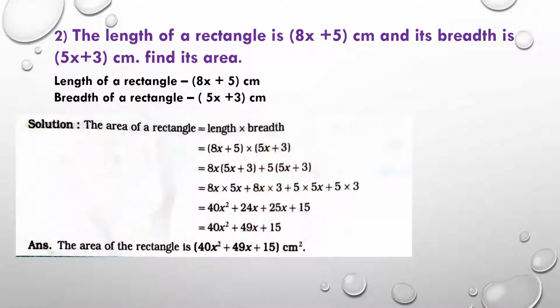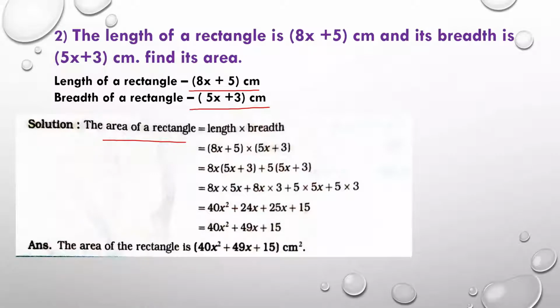Second sum: the length of the rectangle is 8x plus 5 centimeter and the breadth of the rectangle is 5x plus 3 centimeter. Find its area. So in this sum, the length of the rectangle is given 8x plus 5 centimeter and the breadth is given 5x plus 3 centimeter. And they told us to find the area of a rectangle. So you have to use the formula of area of a rectangle.